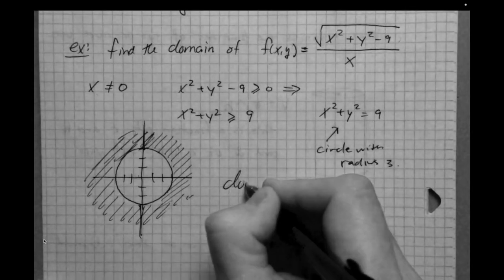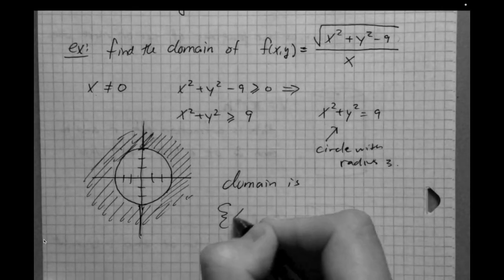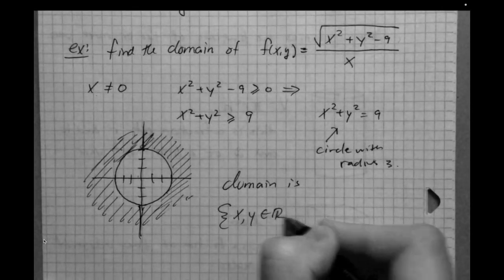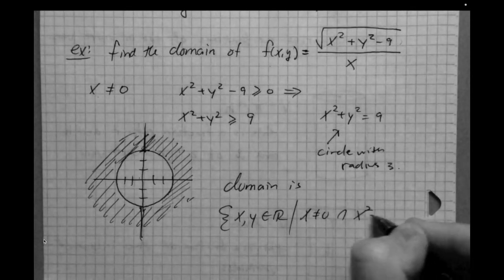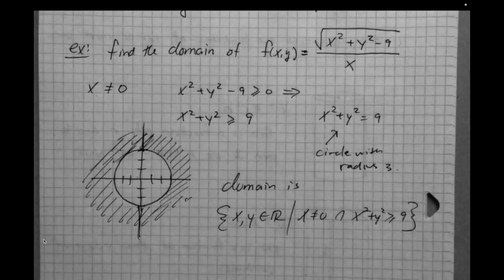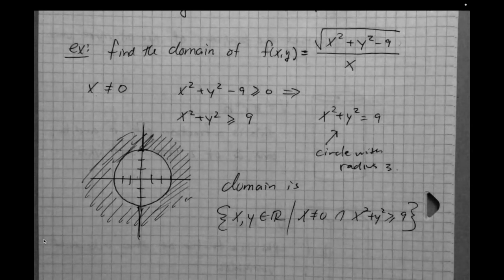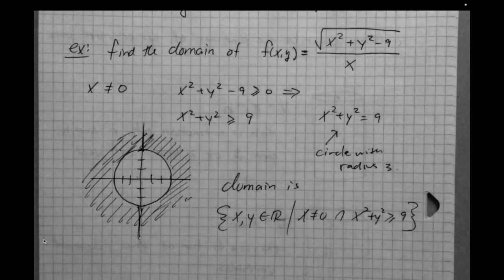So the domain is, you could say it like this, it's x and y in R such that x is non-zero and x squared plus y squared is greater than or equal to 9. That would be the best way to say it, right? So you can see that in the case of functions of several variables, you have to take into account the two variables separately. So it isn't always as easy to demarcate the domain in the case of these functions.